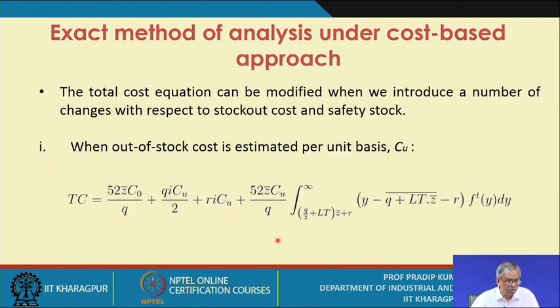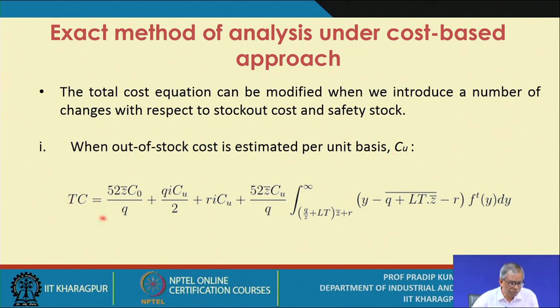And what we have, that means the total cost equation can be modified when we introduce a number of changes with respect to stock out cost and the safety stock. This point we have already referred to. The first case is when out of stock cost is estimated per unit basis. Is it okay? So what is the notation we have used? When it is a fixed cost, we have the notation capital K. When the out of stock cost is estimated per unit basis, the notation is C subscript U.